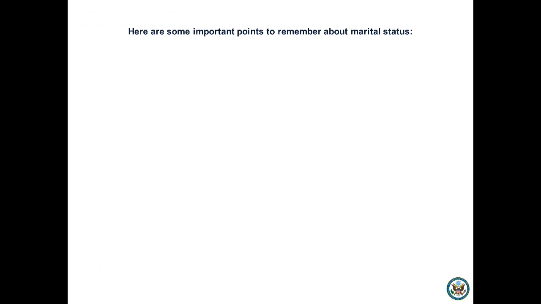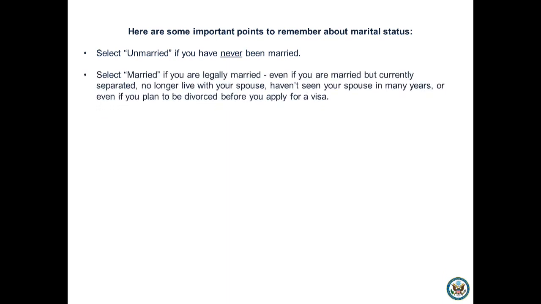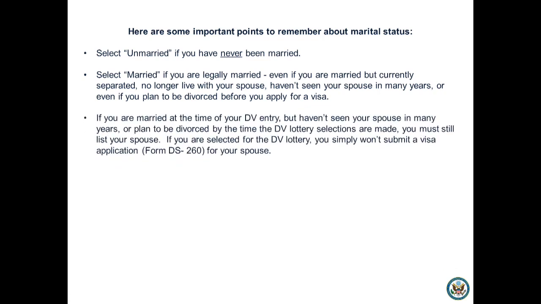Here are some important points to remember about marital status. Select unmarried if you have never been married. Select married if you are legally married, even if you are married but currently separated, no longer live with your spouse, haven't seen your spouse in many years, or even if you plan to be divorced before you apply for a visa. If you are married at the time of your DV entry, but haven't seen your spouse in many years, or plan to be divorced by the time the DV lottery selections are made, you must still list your spouse. If you are selected for the DV lottery, you simply won't submit a visa application, Form DS-260, for your spouse.